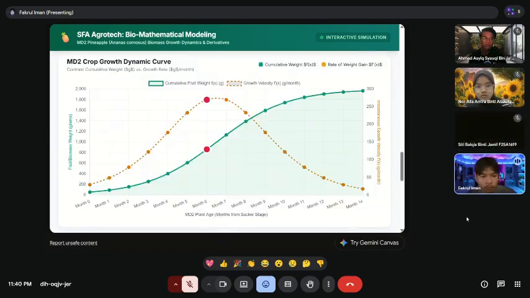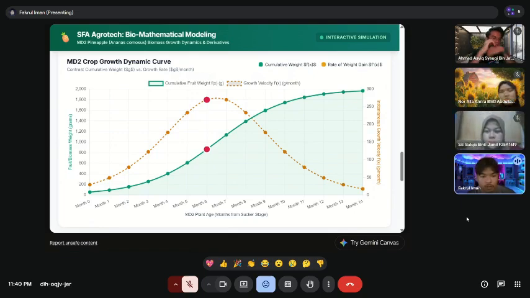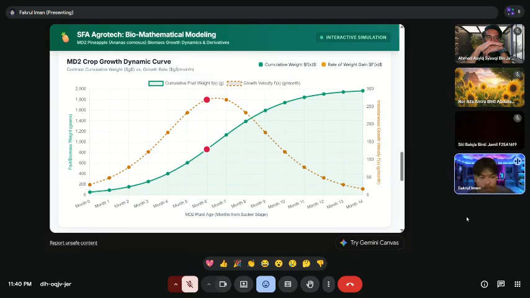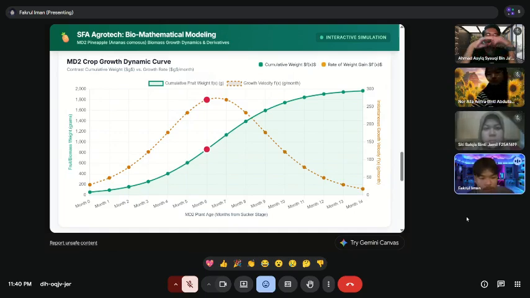A close-up on the peak of the derivative curve, with big text saying month 6 to month 6.5 is the maximum observation window. Please, let's look at the data. Our model shows that right around month 6 to 6.5, the growth rate hits its absolute peak, the mathematical inflection point where the second derivative equals 0. At this exact moment, the pineapple is accumulating a massive 270 grams of biomass per month.